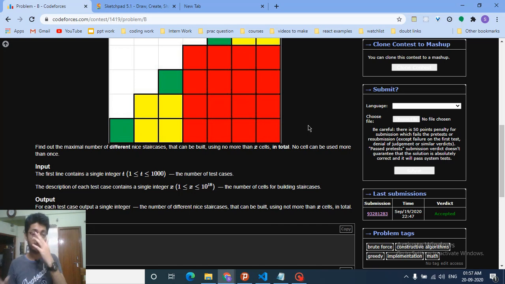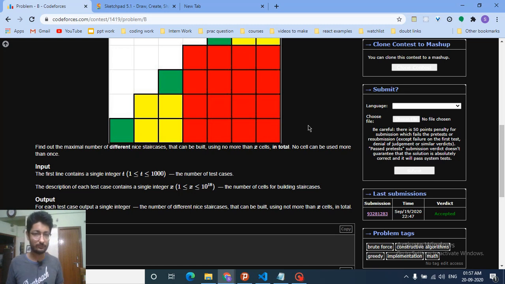So the thing here is, you keep on adding the number of cells required to make a new staircase, and you keep on adding till the total number of cells required is less than x. I hope you understand, because you have a total of x cells. If you keep on adding those cells such that the total is less than the total number of cells you are given, then you can definitely form a staircase with that.